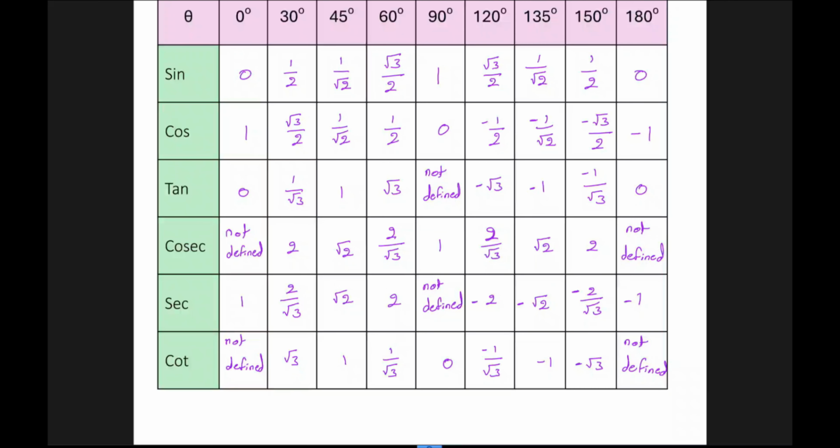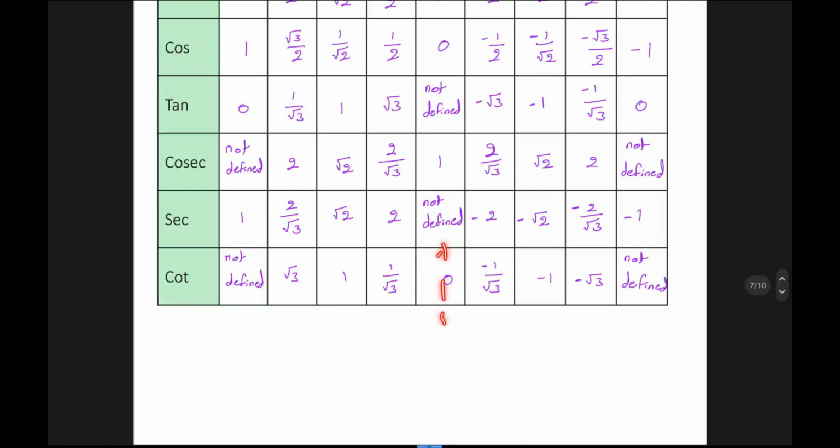For the cot values, you can write cos by sine or the reverse order of tan. The reverse order of tan: not defined, not defined. Root 3, root 3, 1, 1. 1 by root 3, 1 by root 3, 0, 0. That's it. Got it. Here it again becomes a mirror with negative values. 1 by root 3 becomes minus 1 by root 3. 1 becomes minus 1. Root 3 becomes minus root 3. Not defined is not defined. It doesn't have a plus or minus symbol. That's it. The trigonometry formulas, tips and tricks are completed.